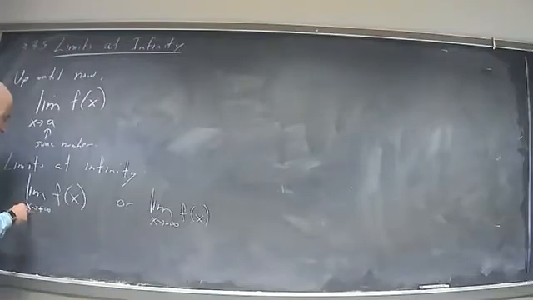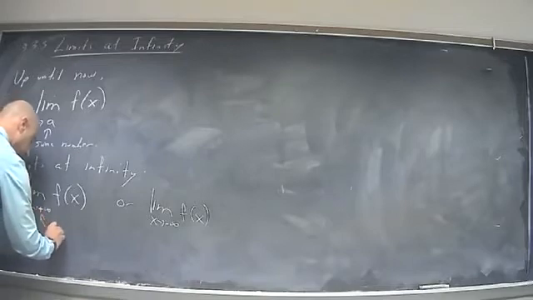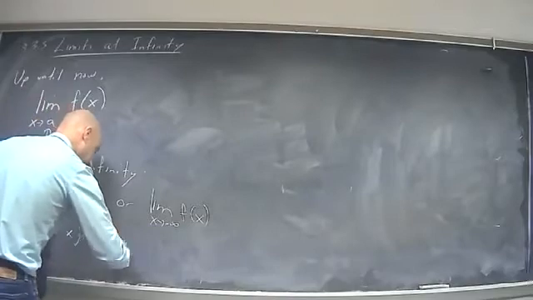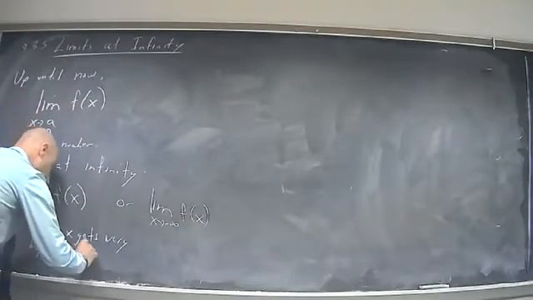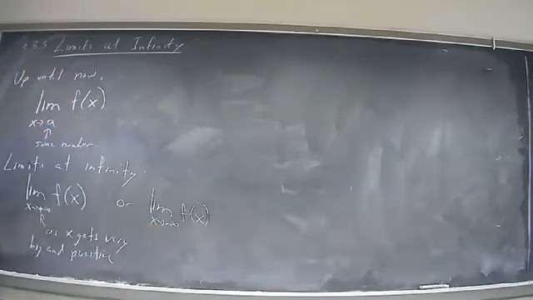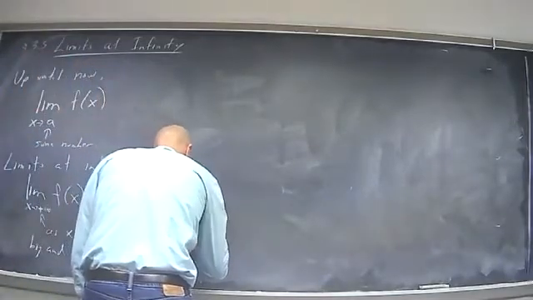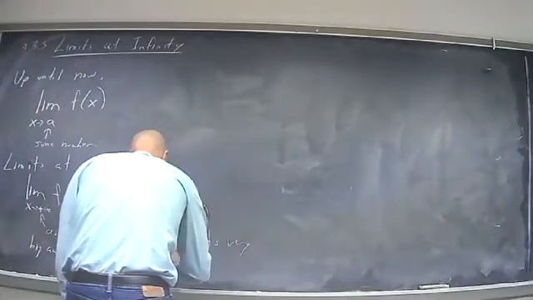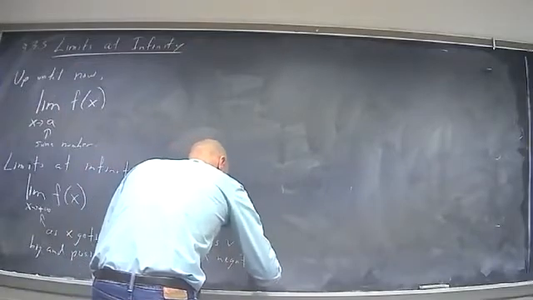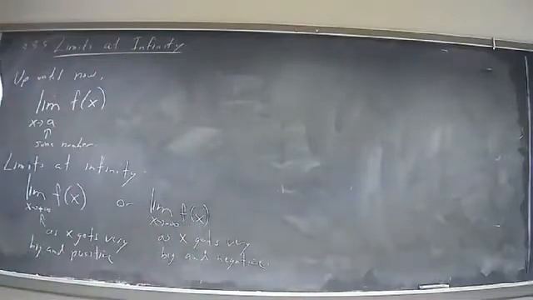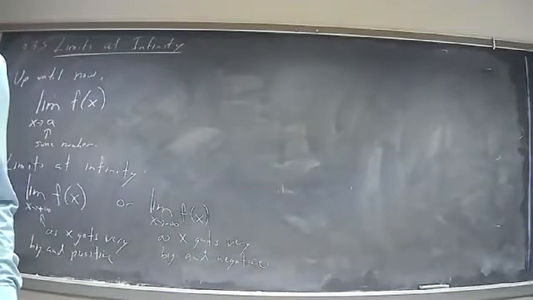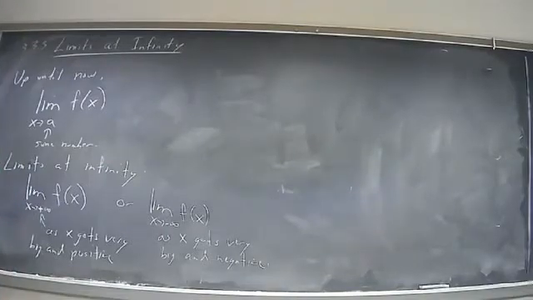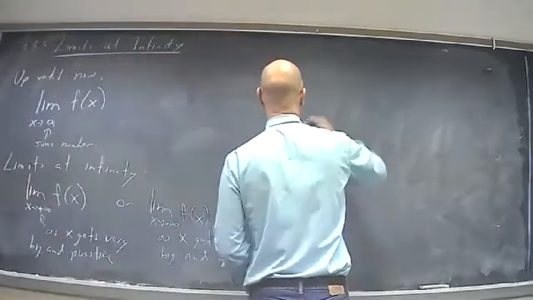And what this means is x goes to plus infinity. This means as x gets very big and positive. And as x goes to minus infinity, that means as x gets very big and negative. So sometimes it's pretty clear. Let's take a look at the following example.